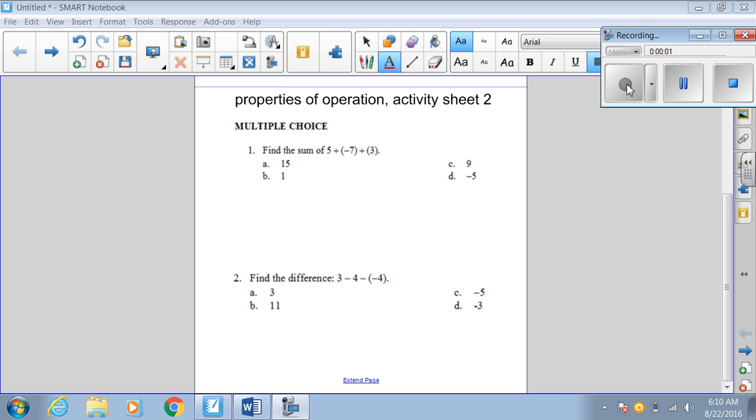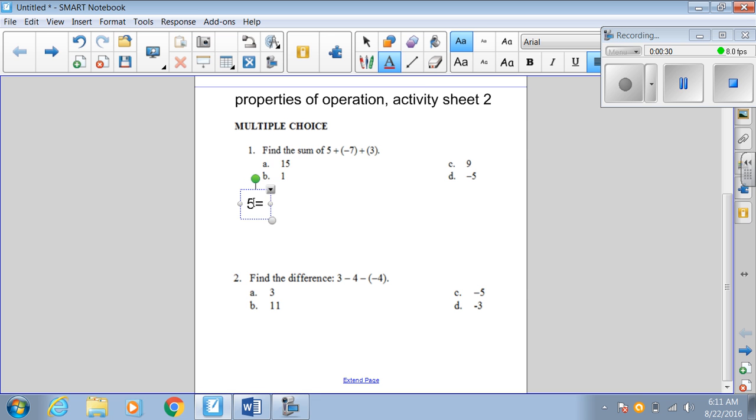Class. Today we're going to be going over properties of operations, activity sheet 2. As you can see, our first one says find the sum of 5 plus negative 7 plus 3. So we could do it like we did with the t-chart if we want. Put all the positives together first. If we do, we see that we have a positive 5 and a positive 3. And so we could rewrite this as 5 plus 3.